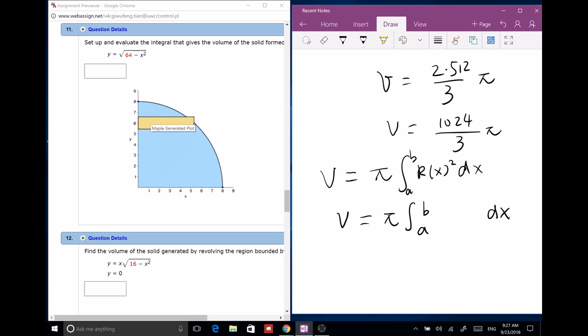Oh, I should put dy actually. We're taking the integral with respect to y. You can see the yellow rectangle is changing from here to here, so it actually is changing from 0 to 8. It's going this way, vertically. So we're taking the integral in the y direction, so actually you have to put this as y.